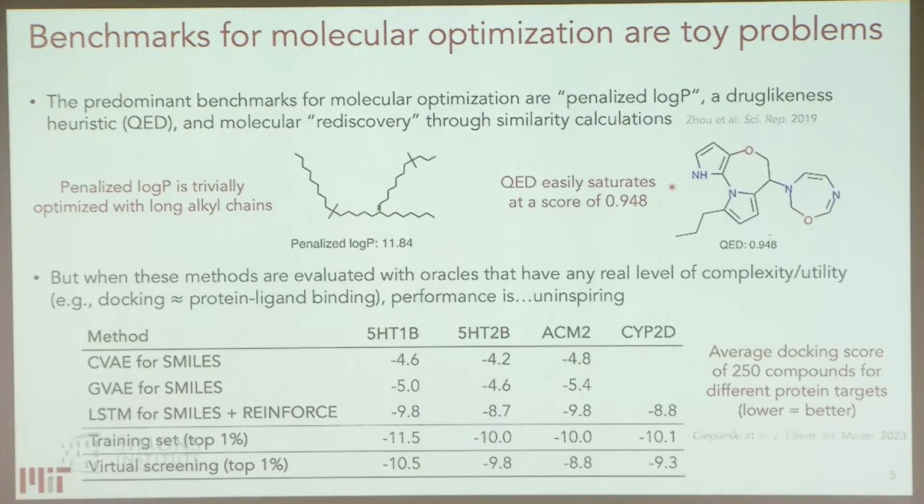And so then people started thinking, okay, well, let's apply these generative models to objective functions that are a little bit more complex, right? Things we care about. One of those things being docking scores, right? Docking, a method to crudely estimate the binding affinity between a small molecule and a protein, among other things. Negative is better because it's sort of like an energy.